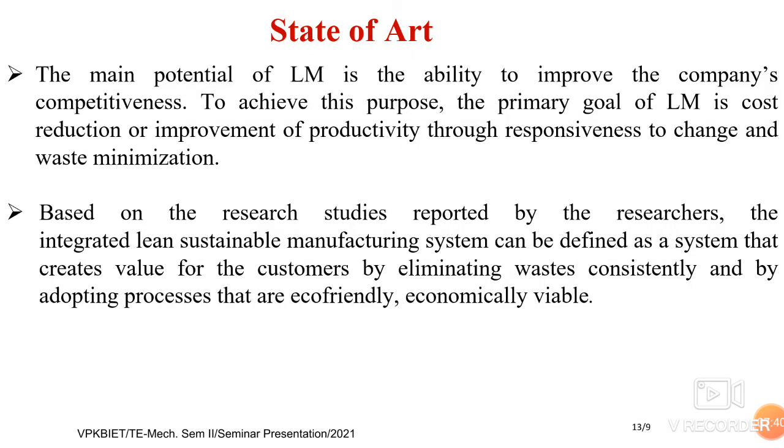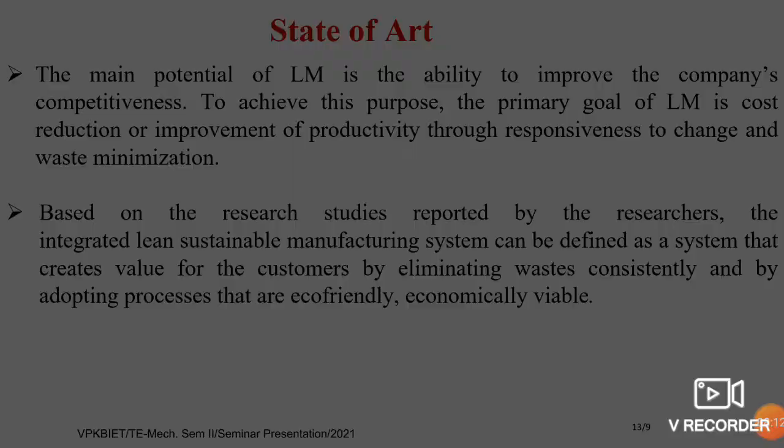Next is the state of the art. The main potential of lean manufacturing is the ability to improve the company's competitiveness in the market. To achieve this purpose, the primary goal of lean manufacturing is cost reduction or improvement of productivity through response to change and waste minimization. Based on the research studies reported by the researchers, the integrated lean sustainable manufacturing system can be defined as a system that creates value for the customer by eliminating waste consistently and by adopting processes that are eco-friendly and economically viable.